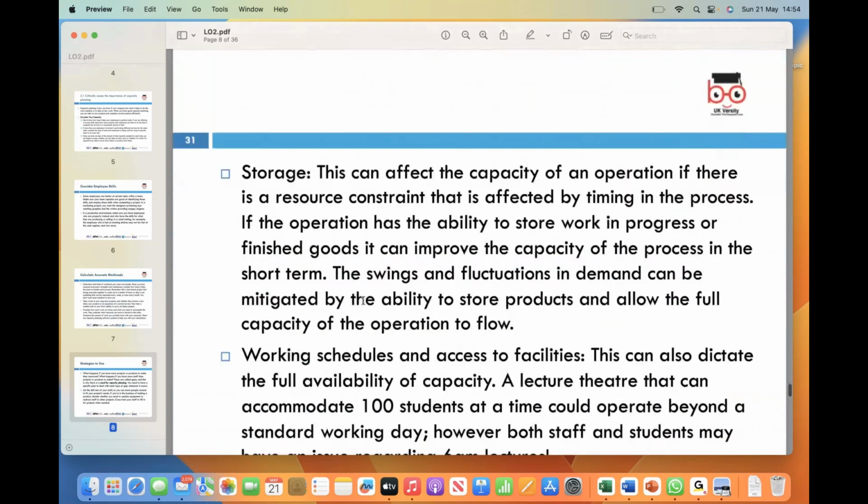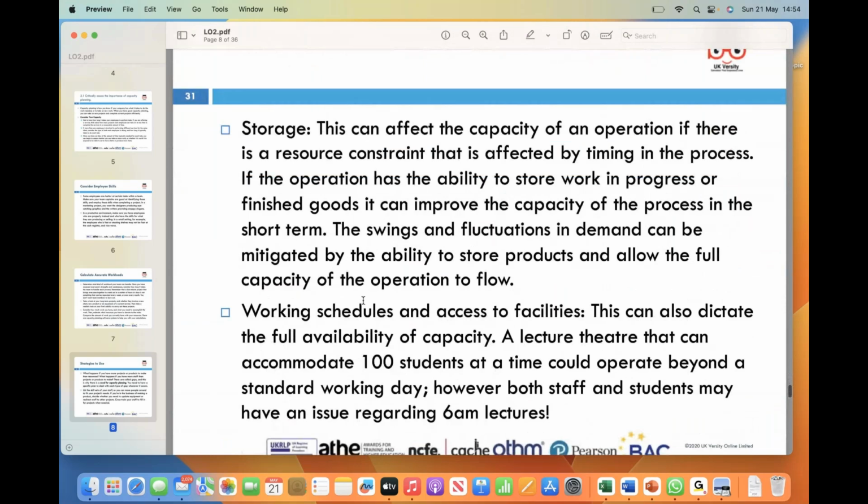Shortage, a key to boosting capacity. This can affect the capacity of an operation if there is a resource constraint that is affected by timing in the process. However, by implementing proper storage mechanisms such as holding work in progress or finished goods, we can enhance the operation capacity in the short term.